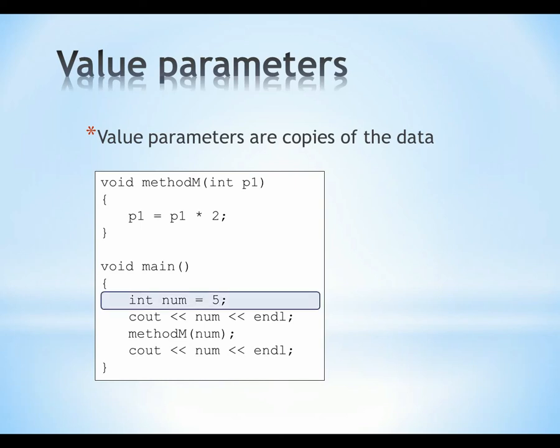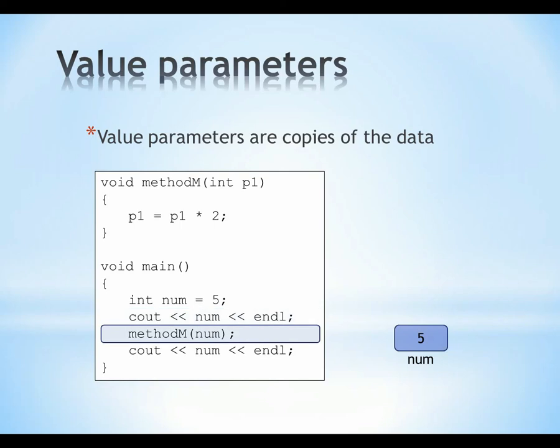First of all, the variable num is declared and initialized to the value 5. And if we were to output that value, we would see the value 5. Then when method m is called and num is passed as the parameter, a copy of the value of num is made and the parameter p1 is created and is given the same value as num.